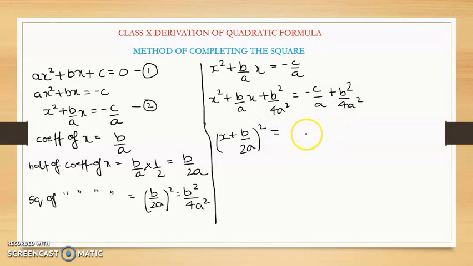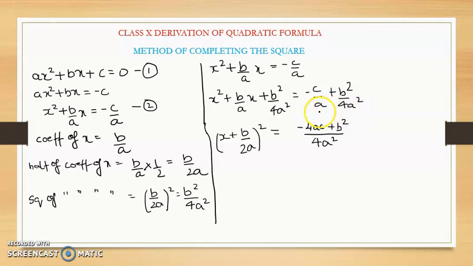Now how to solve this? So the LCM will be 4a square. Now a is already there, so what is left? 4a. So minus c into 4a will give me minus 4ac. And 4a square 1 time, so plus b square. Are you following, students?